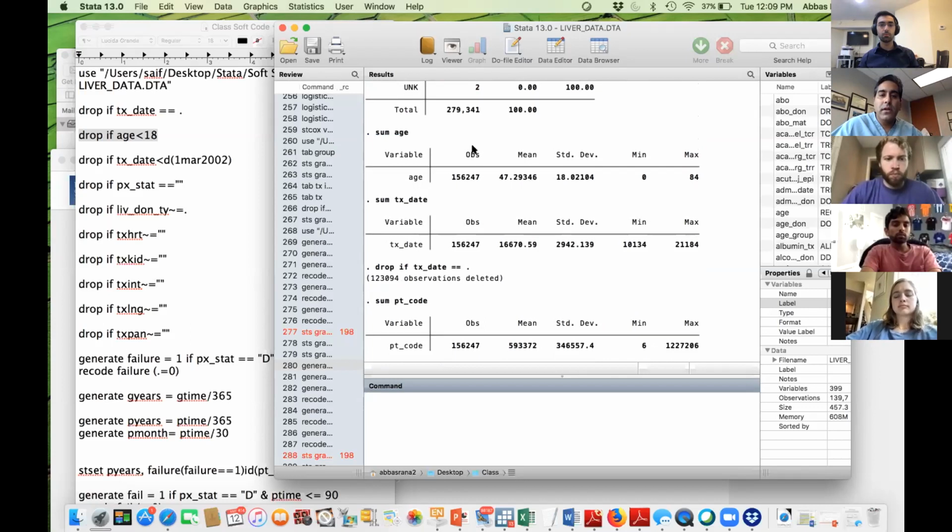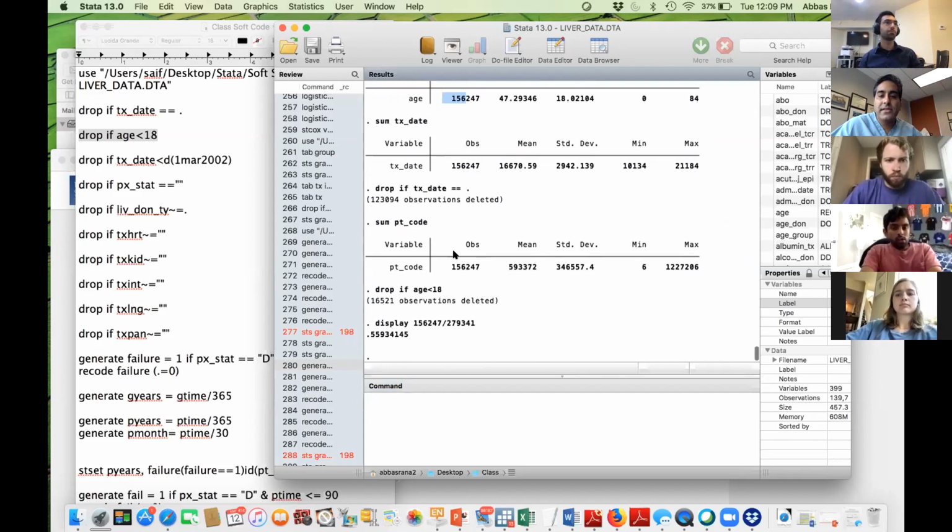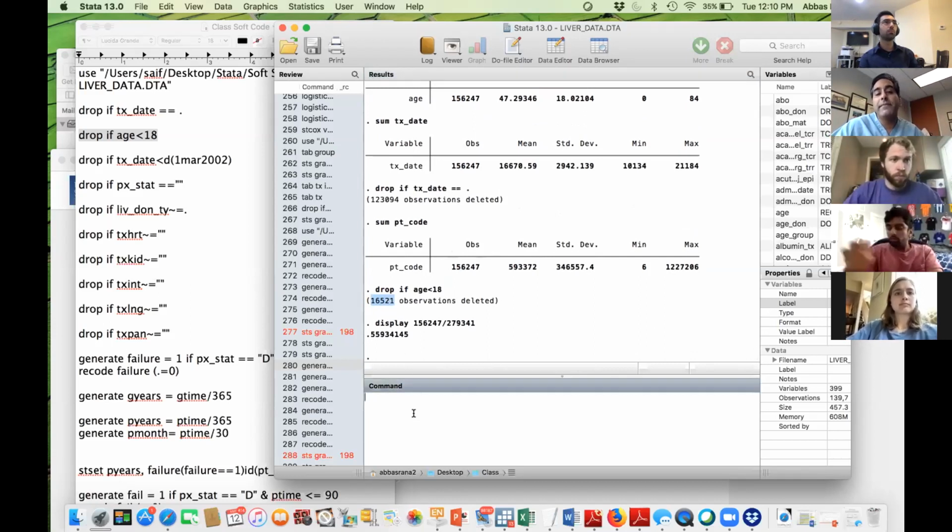We also learn from this line of code, where we drop if age is less than 18, that only 16,000 out of 156,000 are kids. So you know already that the vast majority of transplant is adults, and kids are done very uncommonly. So you already get this amount of rich data from just 2 lines of code. And you can imagine if you do this for years in the field that you're actually going into, you can really start to get a lot of insight into data, which will inform your hypotheses in the future.